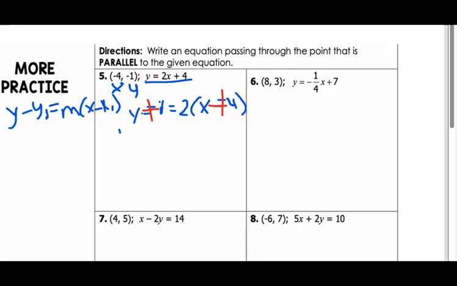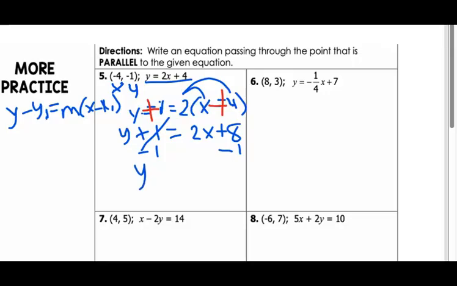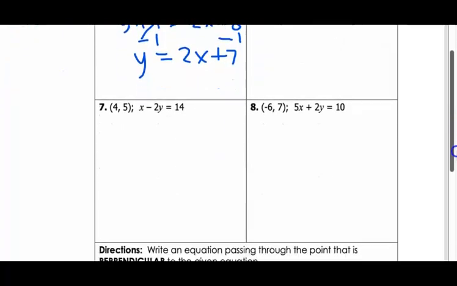So we've got y plus 1 equals 2x, right? Multiply this, and then multiply this, plus 8. We're going to minus 1 here to bring it to this side. Remember now, we need the y by itself. y equals 2x plus 7. Okay, that's our answer. All right, let's do number 6. You know what? Do number 6 on your own. Let's go to 7. I'll have you do 6 and 8 on your own.